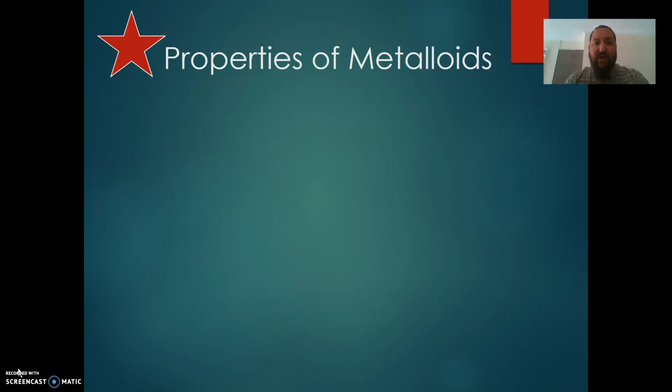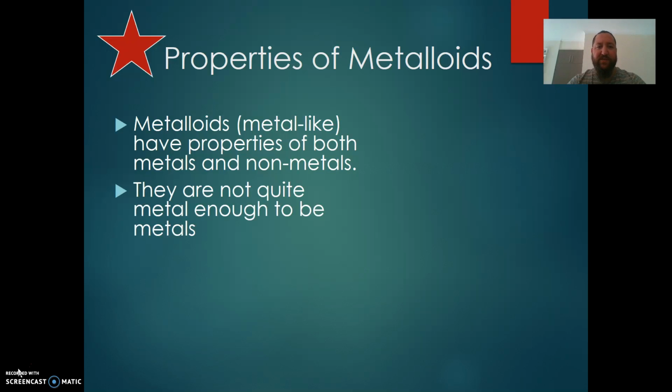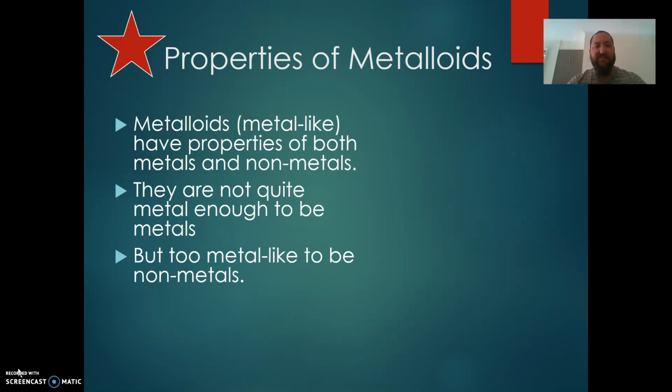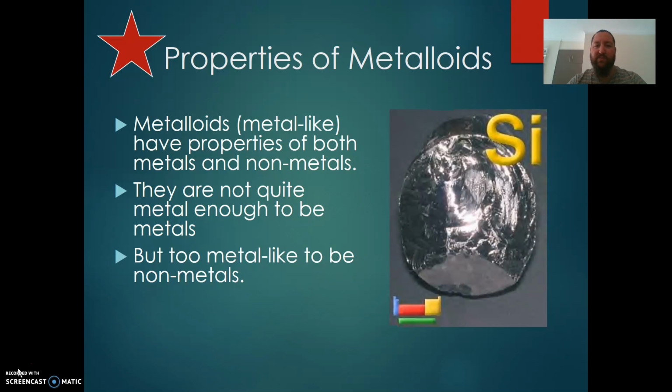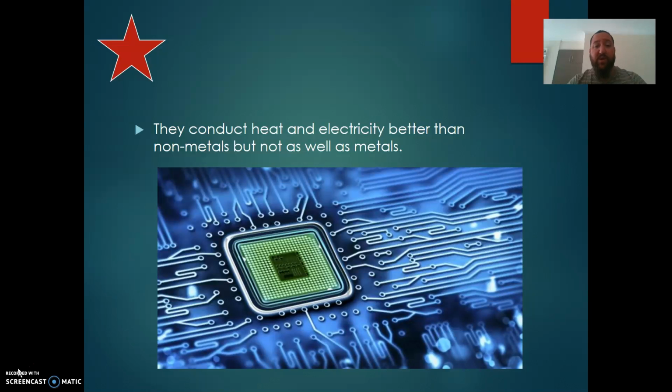Alright, finally the metalloids. Now, as we said earlier, metalloids are kind of like a metal. That's what the name actually means. They're metal-like. They have some of the properties of metals, but they're not quite metally enough to be a metal. They have some non-metal characteristics, but they're too much like a metal to be a non-metal. Silicon is one of the most commonly seen metalloids. So they do conduct heat and electricity, much better than non-metals, but not as well as the metals.